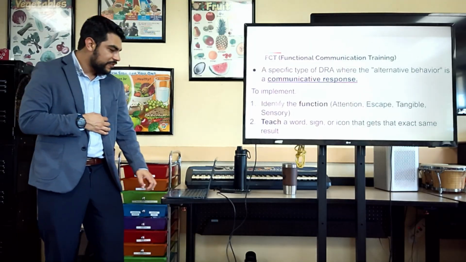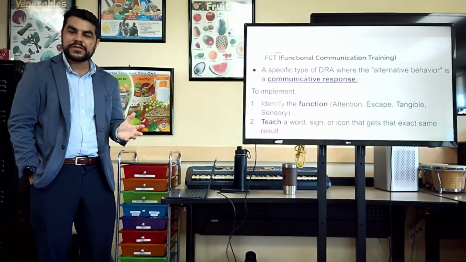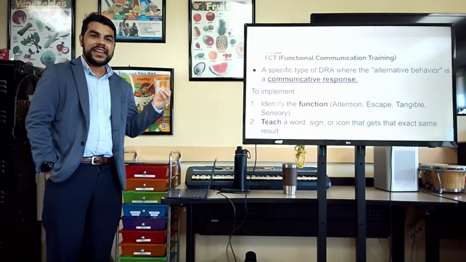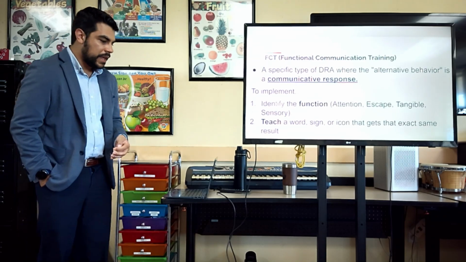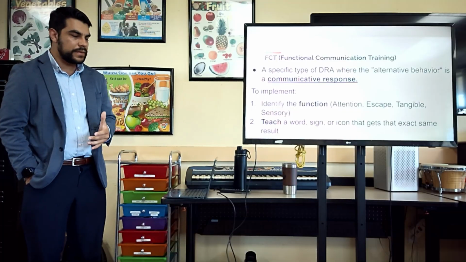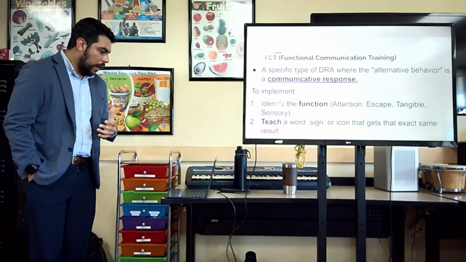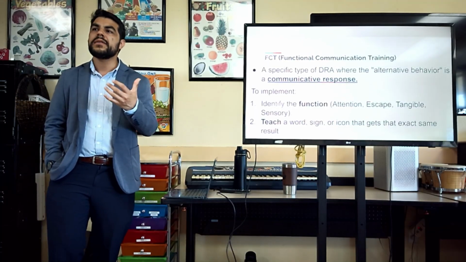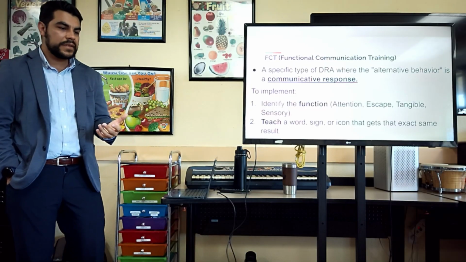Hey, we talked about this one before. FCT, functional communication training, as it is an antecedent strategy, is also a form of DRA, where the target response is a communicative behavior. To implement it, we didn't go into such lengths when discussing it as an antecedent strategy, but all we have to do is find the function of the behavior. As we saw with the video, it pertained to escape, gaining access to the preferred activity.